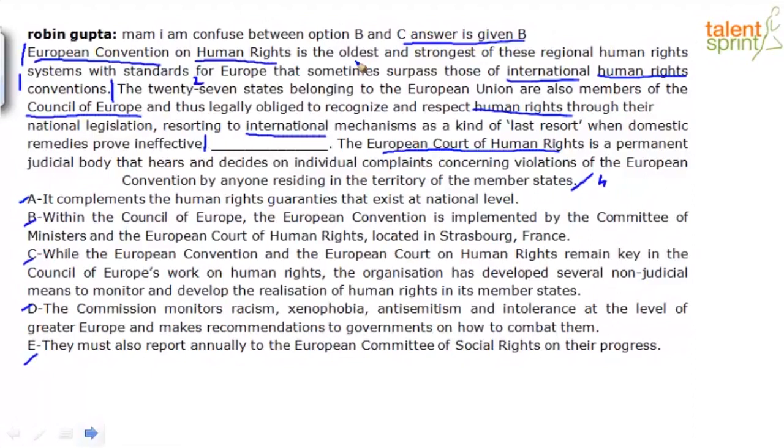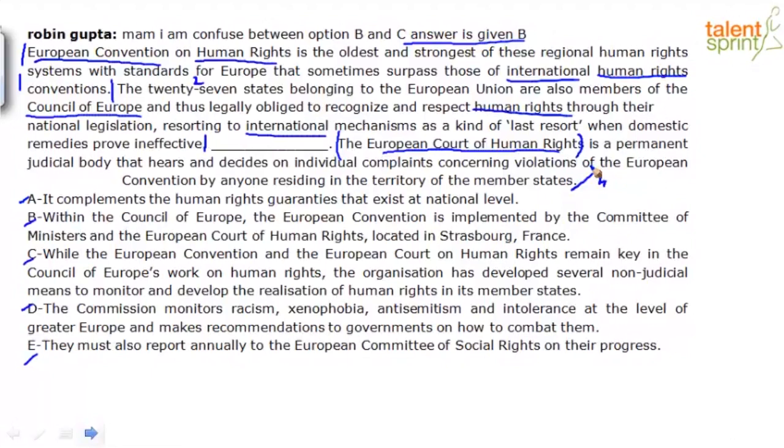Then the third one. If you look at it quickly to make sense, the second sentence introduces the Council of Europe. The third sentence has to introduce this European Court of Human Rights, right? Because that's the next following context. The explanation given is the European Court of Human Rights is a permanent judicial body. So somebody has to introduce this, no? So look for the context that introduces the European Court of Human Rights. Which context is that? We can rule out everything else, right?